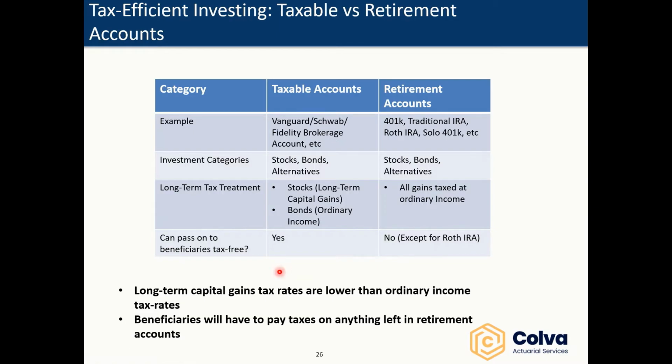So a couple key takeaways here are that long-term capital gains tax rates are lower than ordinary income tax rates for most people, right? Your beneficiaries will have to pay taxes on anything left in your tax-deferred retirement account. So anything except for your Roth IRA, you'll have to pay taxes on.